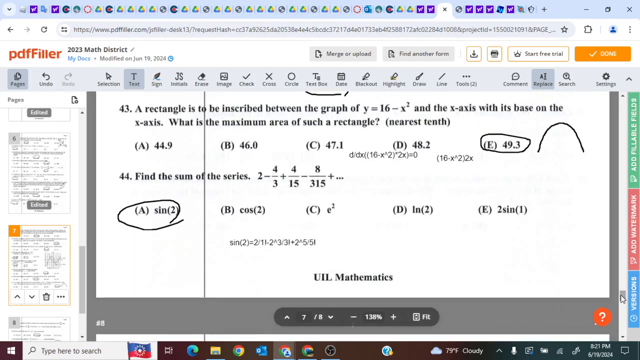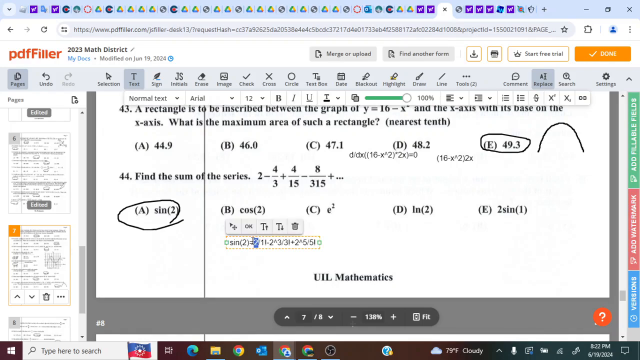44. What's the sum of this series? Well, first off, you can also just simply add the first 4 values and then put all these in and figure out which value is reasonably close. And you'll very quickly see the value is A. Alternatively, you could also realize that this is a Maclaurin series. Sine of 2 is equal to 2 to the 1 over 1 factorial, minus 2 to the 3 over 3 factorial, plus 2 to the 5 over 5 factorial, minus 2 to the 7 over 7 factorial, etc., where this 2 comes from here. So yeah.